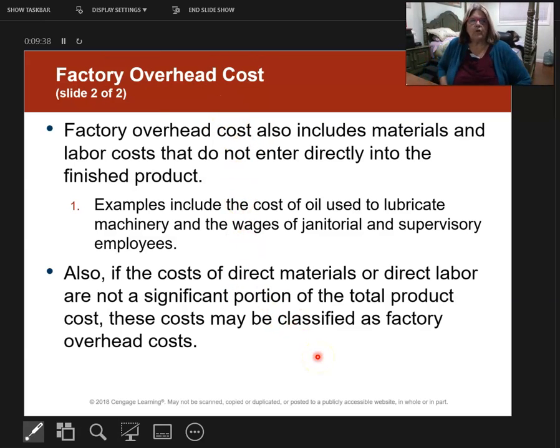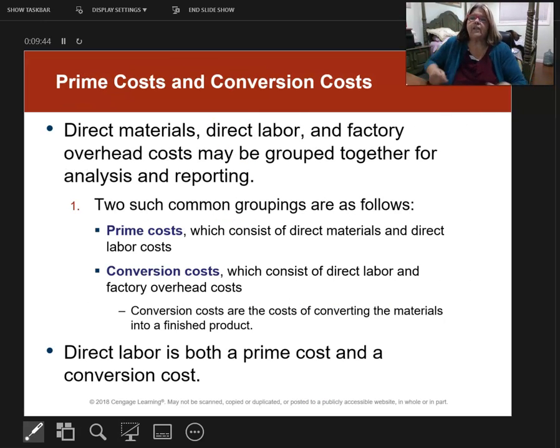Okay, so next we have some more costs we're going to move to. Hope I'm not moving too quickly. Prime cost and conversion cost. Again, we're going back to the DM, the DL, and the factory overhead. They're grouped into two different things. Prime costs are direct materials and direct labor, always. Conversion costs are direct labor and factory overhead. Now, wait a minute. Yes, direct labor is both a prime and a conversion cost. A conversion cost is what it costs to convert my materials into that finished product.